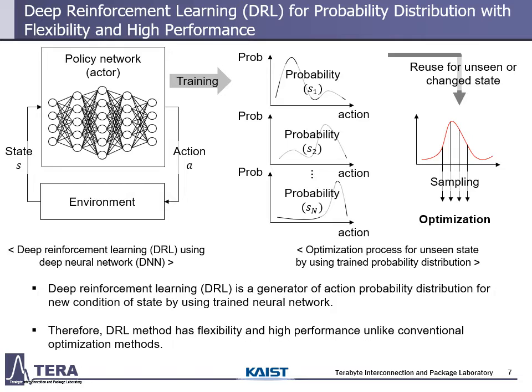This page shows the concept of deep reinforcement learning with neural network. This method can also be an optimization method and comprises policy network, action, state, and environment. Once the policy network is trained, it can suggest the optimized probability distribution for any state, as well as it can be operated in continuous space because the actor is composed of neural network. Therefore, we can sample some actions for any condition in order to optimize the objective function. That method can give us flexibility and high performance, unlike conventional optimization methods.